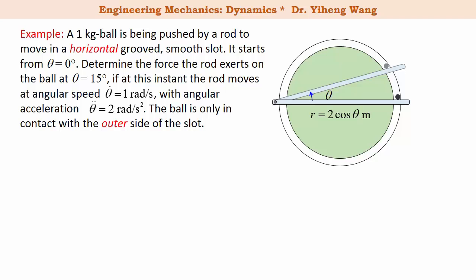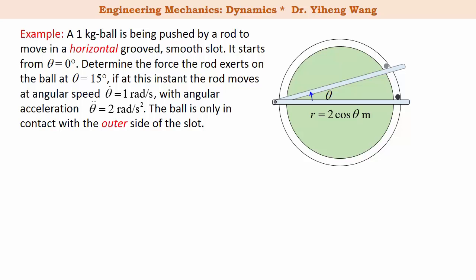Let's look at this example. There's a 1 kilogram ball being pushed by a rod to move in a horizontal, grooved, smooth slot. Horizontal indicates that for this problem, we do not need to consider the weight. And also, smooth slot indicates that we do not need to consider friction. It starts from when theta equals 0 degrees, and we need to determine the force the rod exerts on the ball at theta equals 15 degrees. At this instant, the rod moves at an angular speed of 1 radian per second and an angular acceleration of 2 radians per second squared. The ball is only in contact with the outer side of the slot.